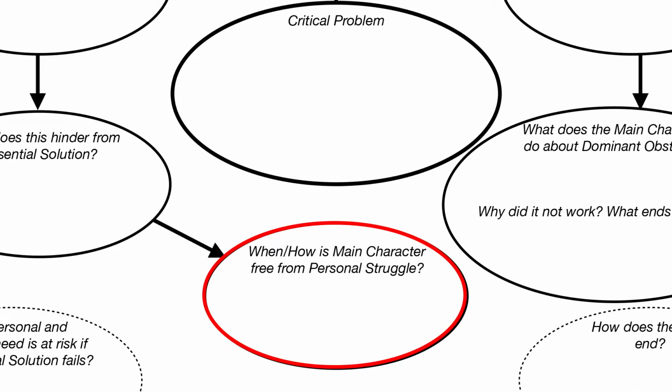Last bubble at the main character internal obstacle is how and when is the main character free from the personal struggle. This whole section is actually the story of your story because there's plot versus story, and this is going to be when your character finally overcomes that personal struggle. They've freed themselves from this bondage that somehow had grown inside of them, and they're now liberated.